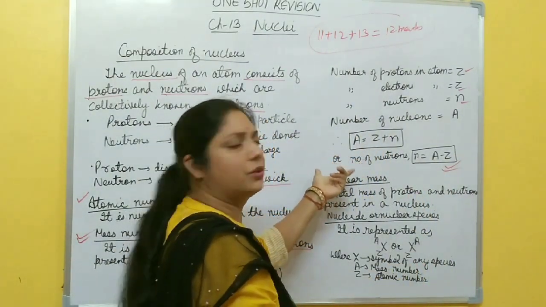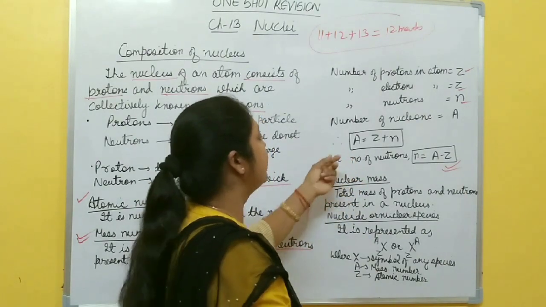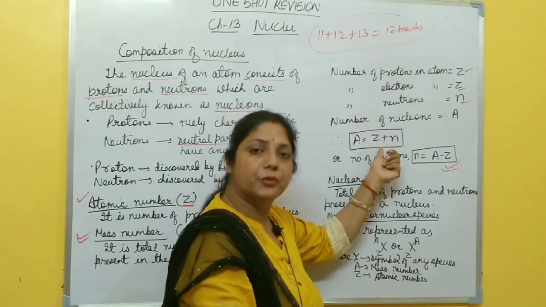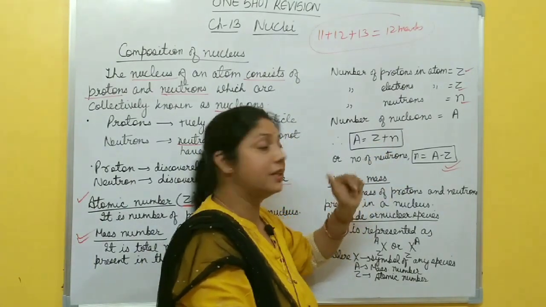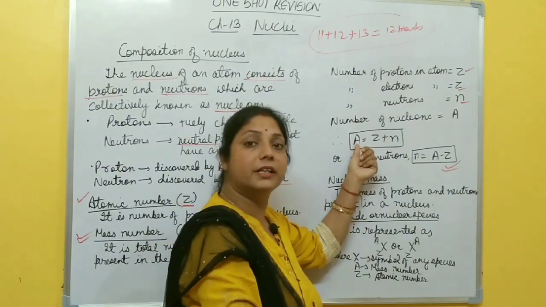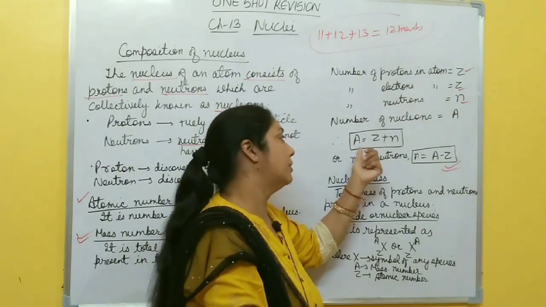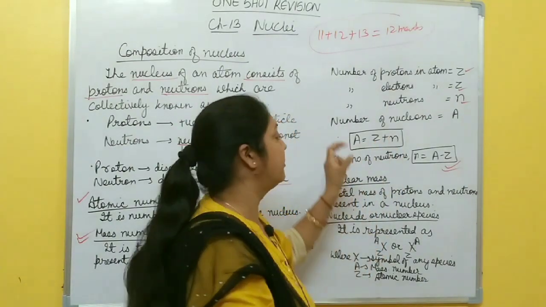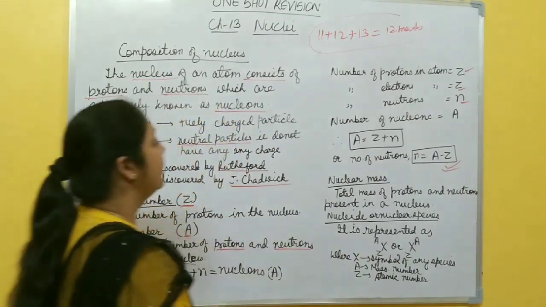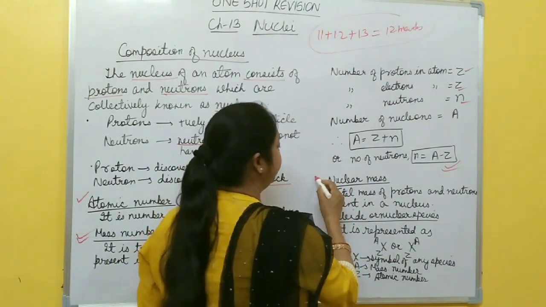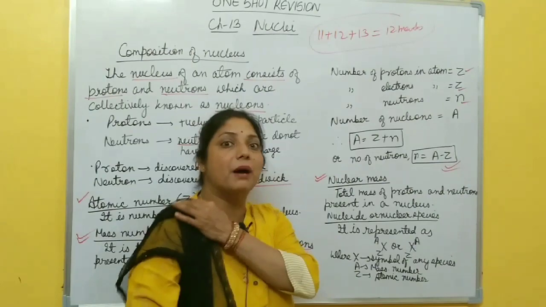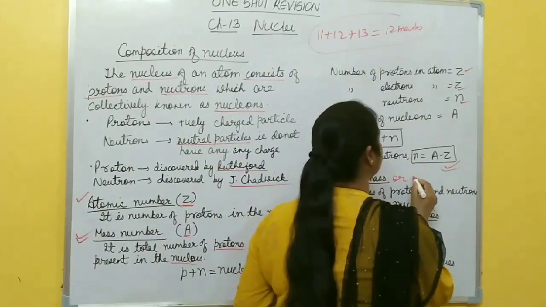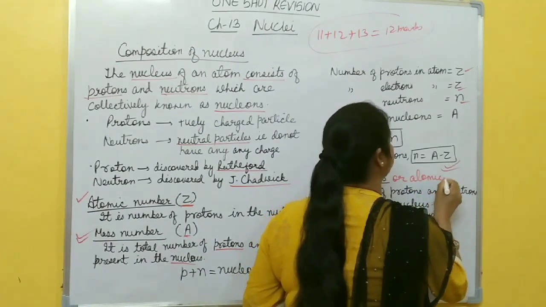In 1 or 2 mark questions also, there are some numericals based on these formulas. If the number of protons is given and the number of neutrons is given, you have to calculate the mass number. Or the mass number is given and the number of protons is given, you have to calculate the number of neutrons. So you have to use this formula, right? After this, one important definition is nuclear mass. It means the mass of the nucleus, or you can say atomic mass also.